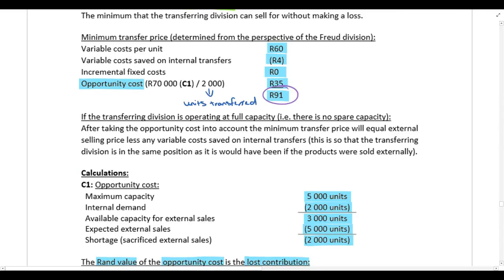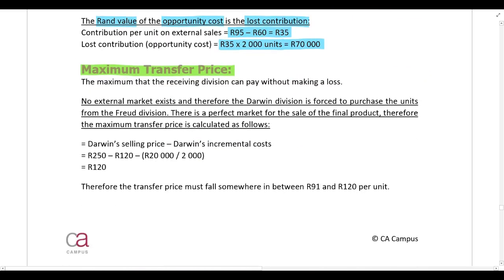So on internal sales, they need the selling price to be 91 Rand for them to be in exactly the same position. So you can see just below, if the transferring division is operating at full capacity, in other words, there is no spare capacity, after taking the opportunity cost into account, the minimum transfer price will equal the external selling price less any variable costs saved on internal transfers. This is so that the transferring division is in the same position as it would have been if the products were sold externally. So that deals with my minimum transfer price. Now we need to look at our maximum transfer price.